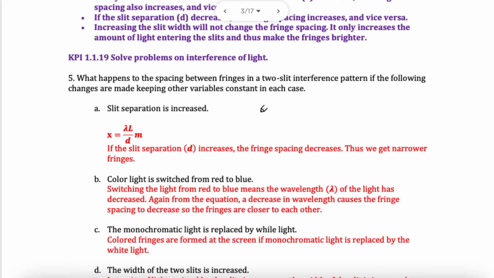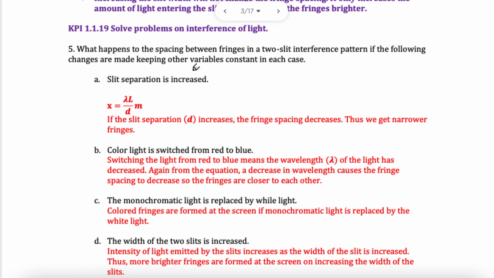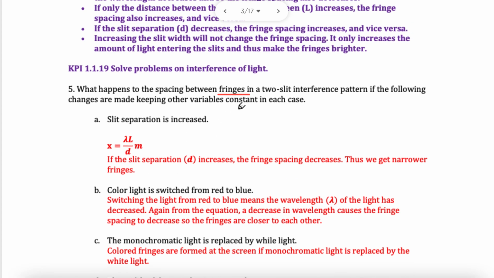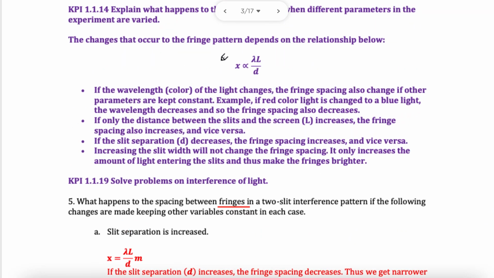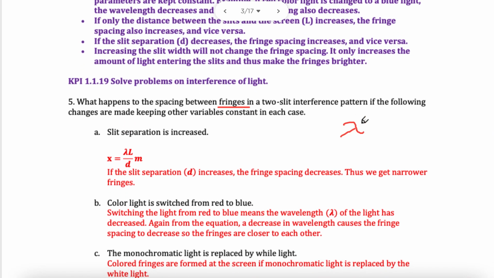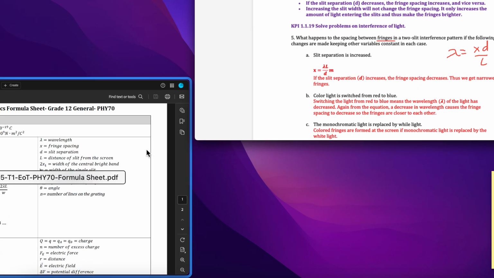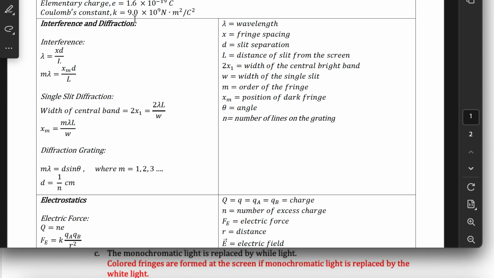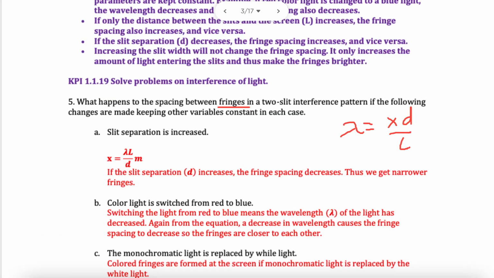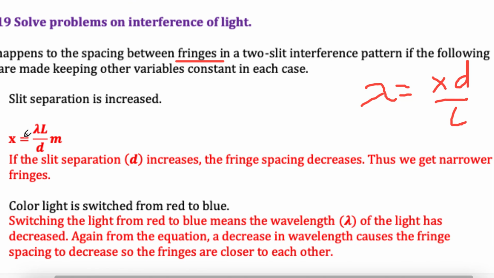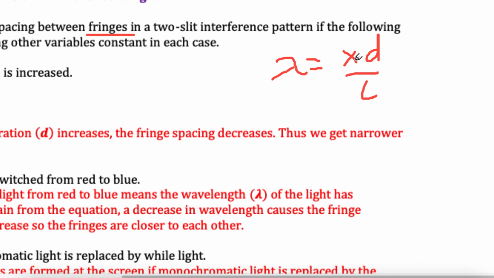Now we need to see what happens to the spacing between the fringes if I make some other changes. First, we need to know that this is still talking about the same formula from before. We have the rule lambda equals xd over L. This is how it's given to you in the formula sheet. They haven't arranged it, so you have to figure it out. They're asking you for x in this case, and that's easy to rearrange. You can memorize this if you like, or you can just use a bit of algebra.